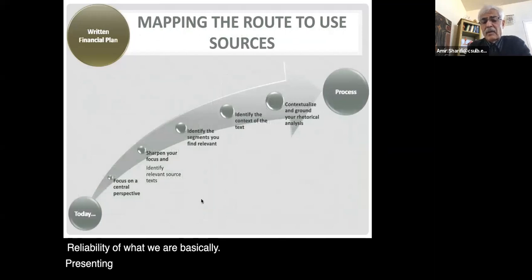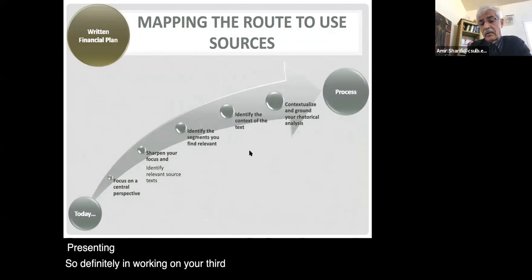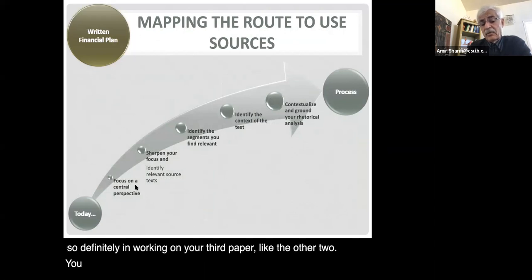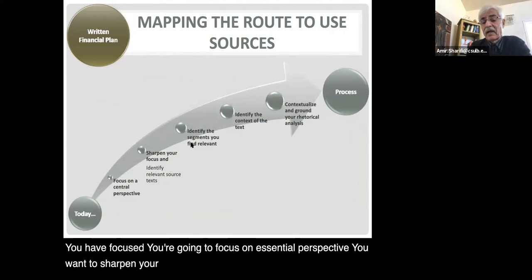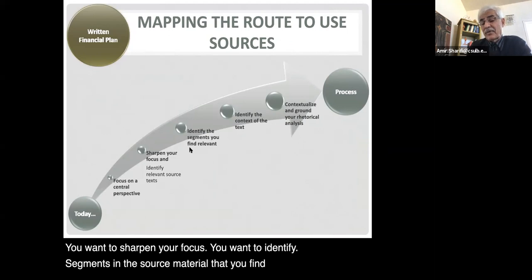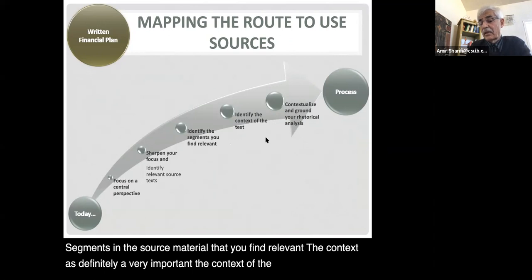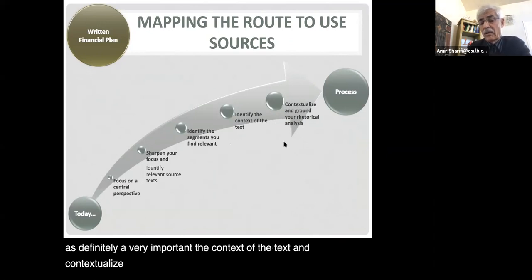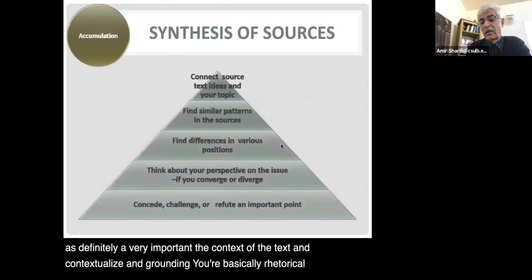So definitely in working on your third paper, like the other two, you are going to focus on a central perspective. You want to sharpen your focus, and you want to identify segments in the source material that you find relevant. The context is definitely very important, the context of the text, and contextualizing and grounding your rhetorical analysis, whatever it may be.